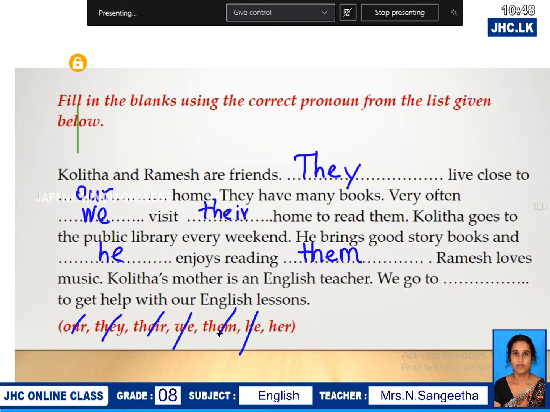Ramesh loves music. Khalita's mother is an English teacher. We go to her to get help with our English lessons.